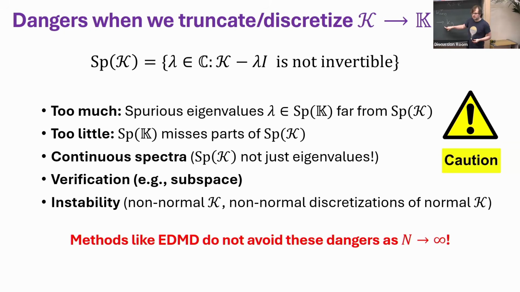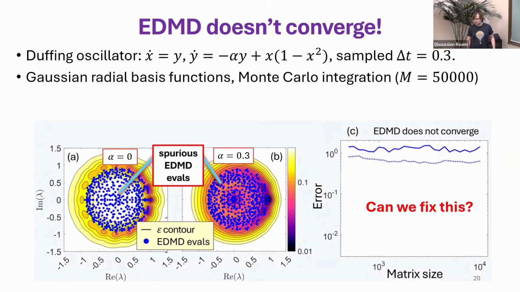This does not mean the spectral properties converge. There are a lot of papers out there that get this wrong and, in my viewpoint, spread a bit of misinformation. So you have to be very careful. EDMD does not converge if you want the spectral properties generically. Of course, there are special cases where it does, but generically it doesn't. Here's a simple example where it doesn't converge.